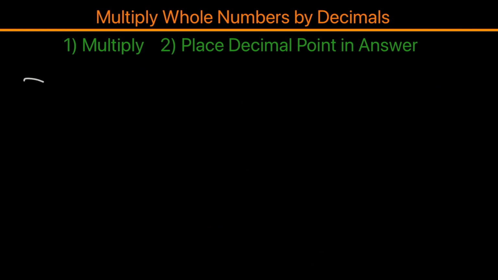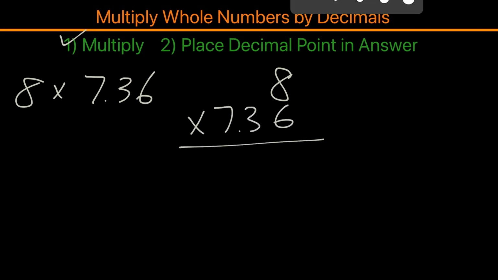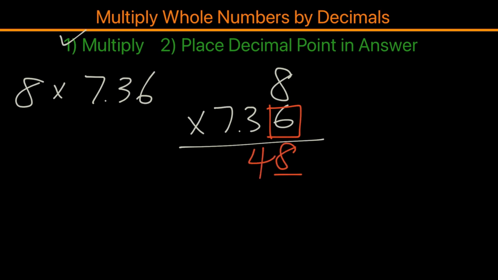Here's another example. 8 times 7.36. So the first step is to multiply. So we'll write this out. 8 times 7.36. Now using the same process, we're gonna take 6 times the 8, align it here. So we have 48. Then the next one would be 3. And so 3 times 8, 24. The next 7. 7 times 8, 56.